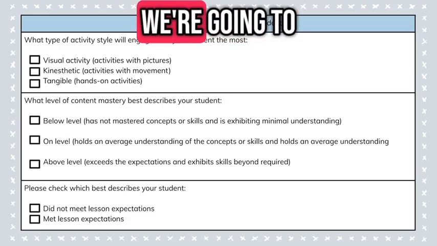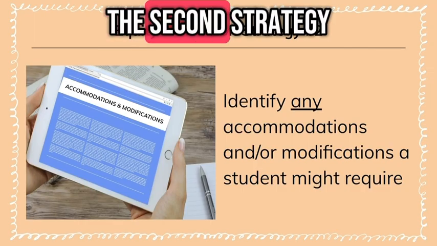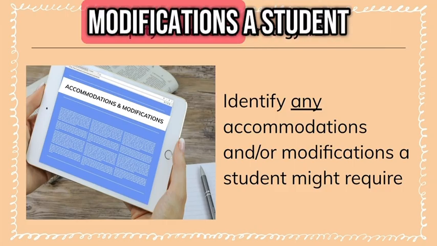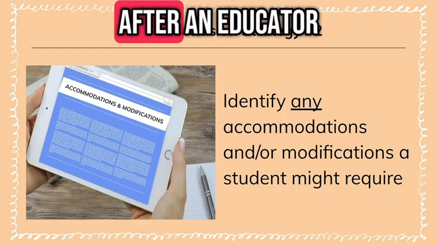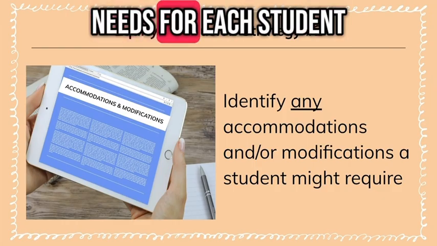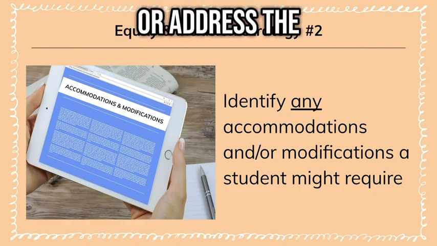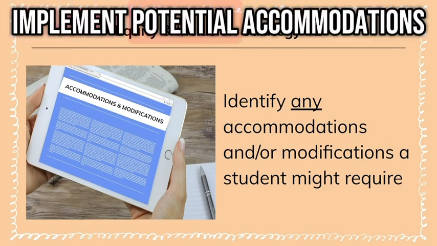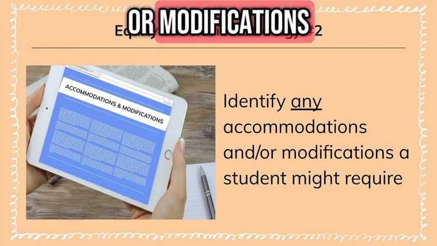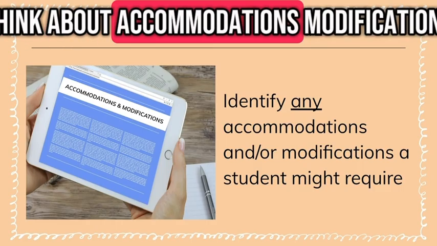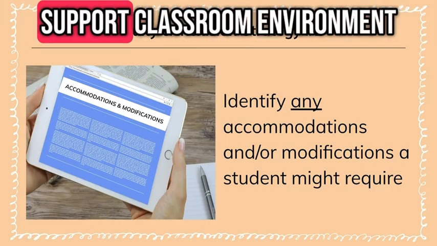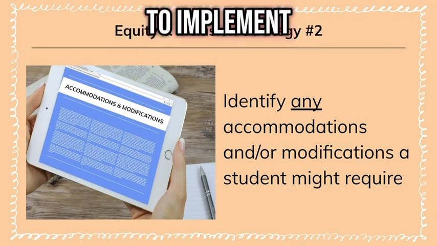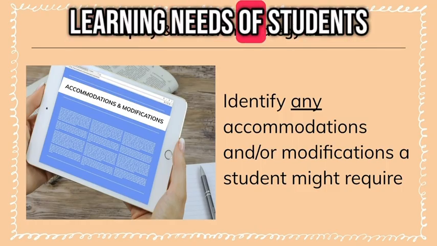With this in mind, we're going to look at the second strategy. The second strategy for promoting equity and inclusion is to identify any accommodations or modifications a student might require. After an educator identifies the learning needs for each student, they should find ways to meet or address the individual learning needs of these students, which may call for them to implement potential accommodations or modifications. Educators should take the time to think about accommodations, modifications, supports, classroom environment changes, or resources that might be necessary to implement in order to meet the individual learning needs of students.